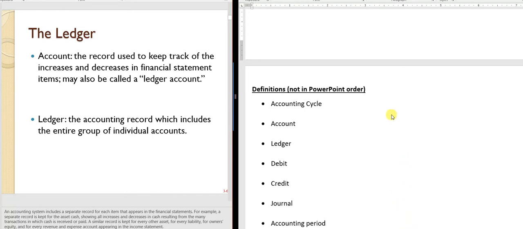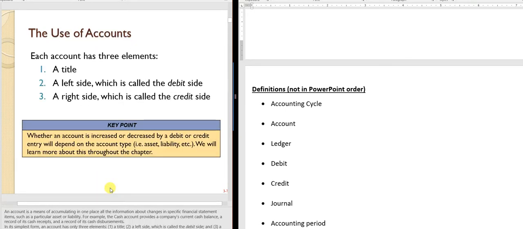So the journal would be recording where we'd record the owner's investment by cash. But the ledger would be, if I asked you in the prior chapter how much cash we had, you could just simply go down the cash column and say, okay, we have this. Okay, so the ledger is the individual group of accounts. And I'll talk a little bit about this later. Okay, so each account has three elements, a left side and a right side, debit side and a credit side.